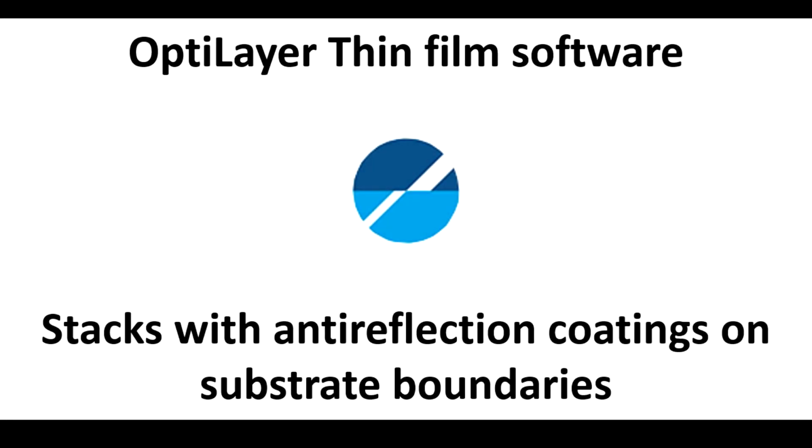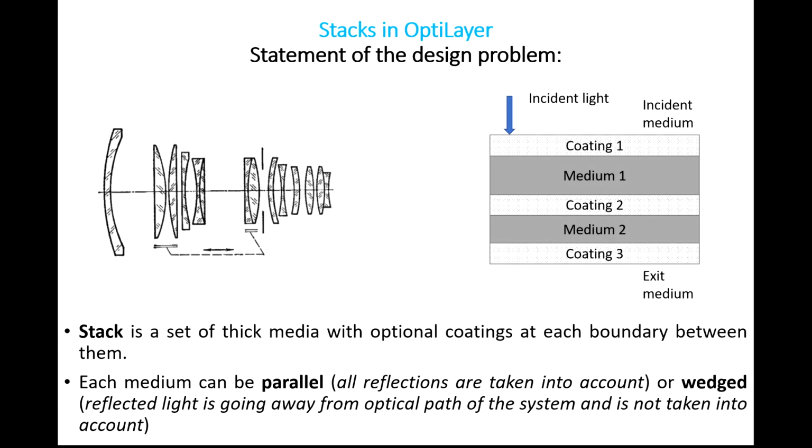In this video example, we would like to demonstrate a very powerful option of OptiLayer software. It's called stacks, and this feature makes your work more flexible and provides very large possibilities in designing. A stack is a set of thick media with optional coatings at each surface. For example, a set of substrates and coatings on each, or not necessarily on each, substrate side, and it can be air gaps. And this tool is very convenient for designing complicated optical systems.